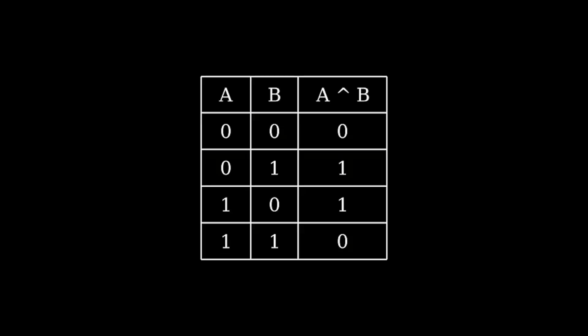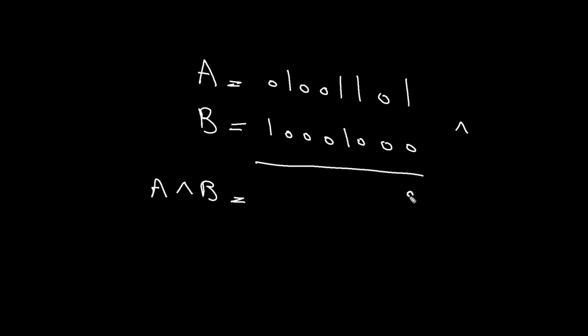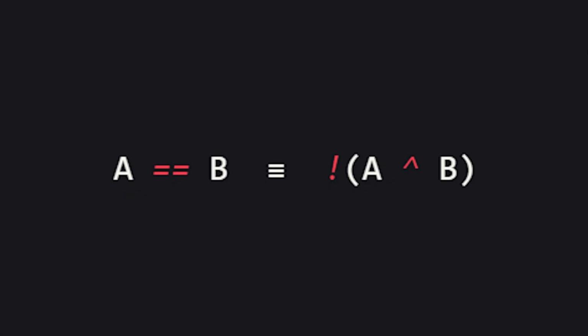To implement equality, we use the XOR operator. What XOR does is compare every bit of two variables. If the bits are different, the result is 1, and if they're the same, the result is 0. Then we apply NOT to invert it.